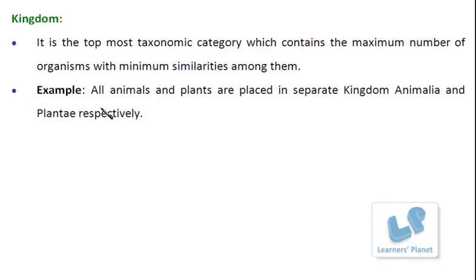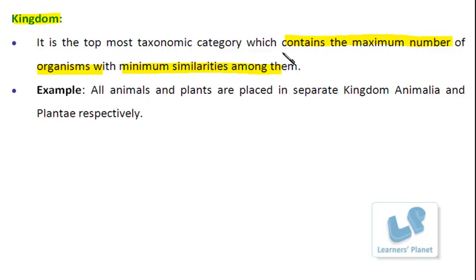Well, students, the topmost taxonomic category is the kingdom, right? Taxonomic category, that means of course the rank or the taxa, and this particular group contains the maximum number of organisms. Now one thing should be clear in your mind: these organisms which are present in the kingdom, of course the number is maximum, right? But they have the minimum similarities among them. This is really very important to understand.